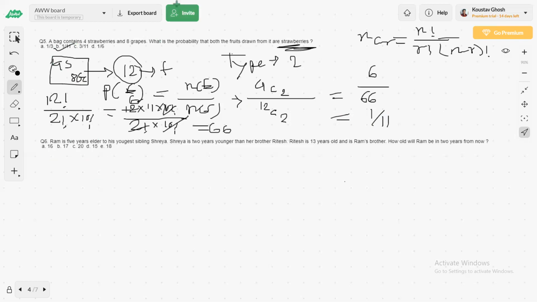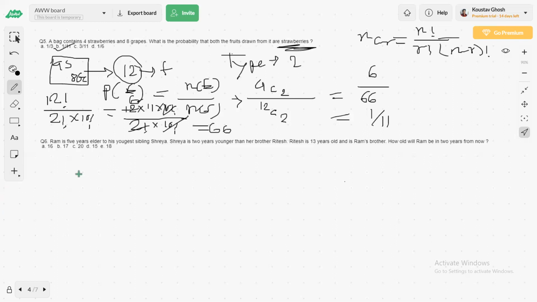Okay. Now come to the sixth question. Ram is 5 years elder to his youngest sibling Shreya. Shreya is 2 years younger than her brother Ritesh. Ritesh is 13 years old and is Ram's brother. How old will Ram be in 2 years from now?